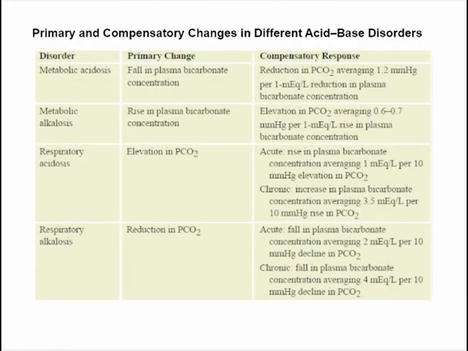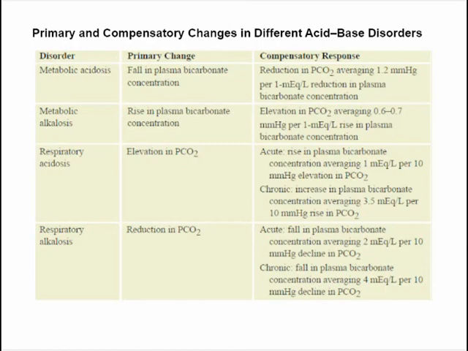So these are your primary and compensatory changes in the different acid-base disorders. In metabolic acidosis, you have fall in plasma bicarbonate concentration, and the compensatory response is reduction of partial pressure carbon dioxide averaging about 1.2 millimeter mercury per 1 mg per liter reduction of plasma bicarb concentration. In your metabolic alkalosis, you have a rise in plasma bicarb concentration, elevation in your carbon dioxide is the compensatory mechanism, averaging about 0.6 to 0.7 millimeter mercury per 1 mg per liter rise in plasma bicarb concentration.